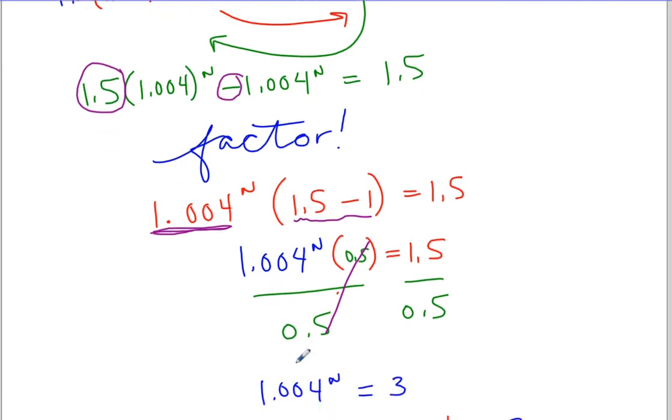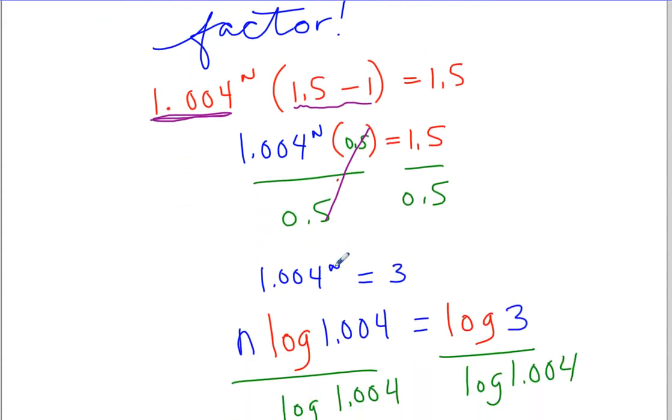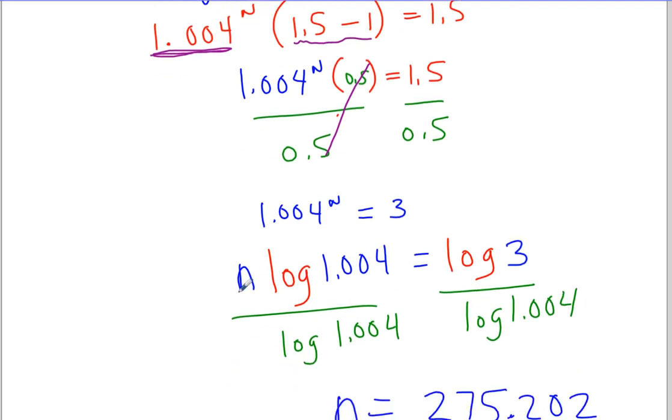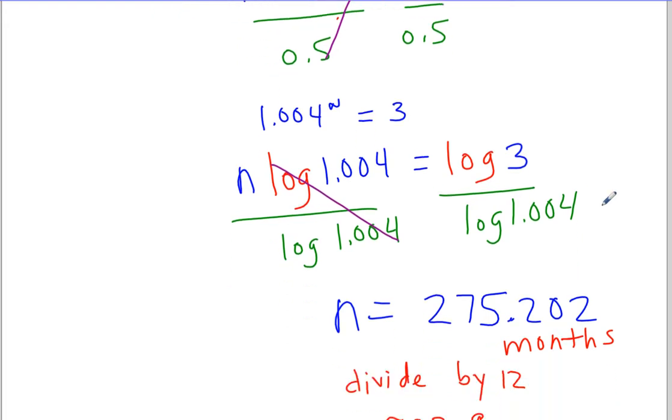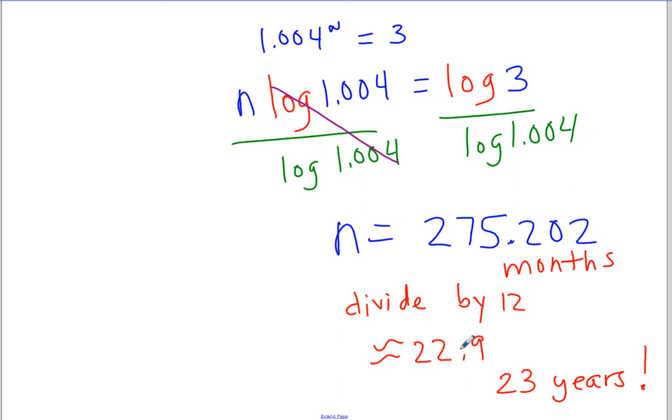Then I take the log of both sides, right? So n log 1.004 is equal to the log of 3. So I'm going to clear this out and get my final answer here, that the number of months is 275.2. The question asked how many whole years. So I'm going to divide by 12, and that's going to give me approximately 22.9 or 23 years. And that's how you solve that mortgage question.